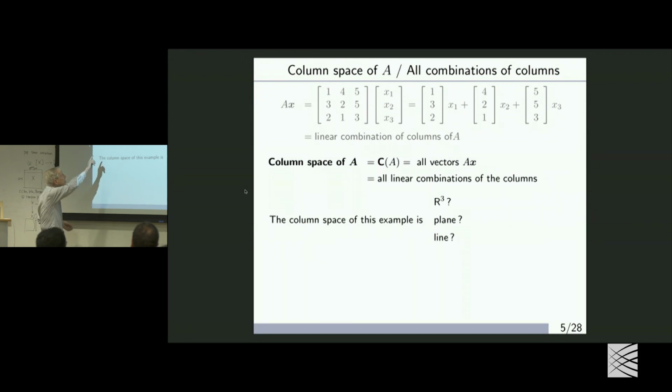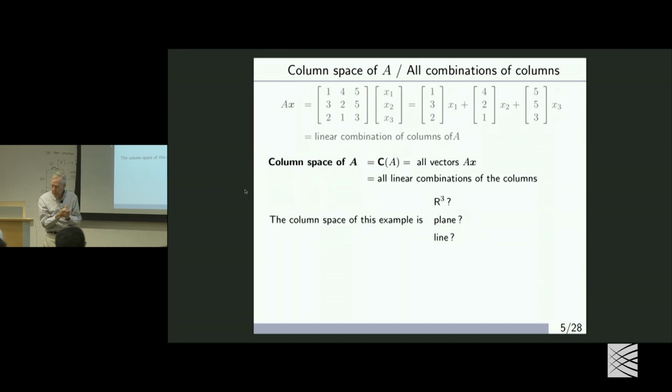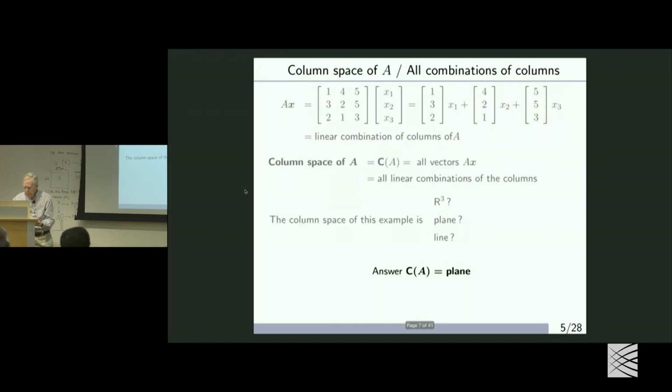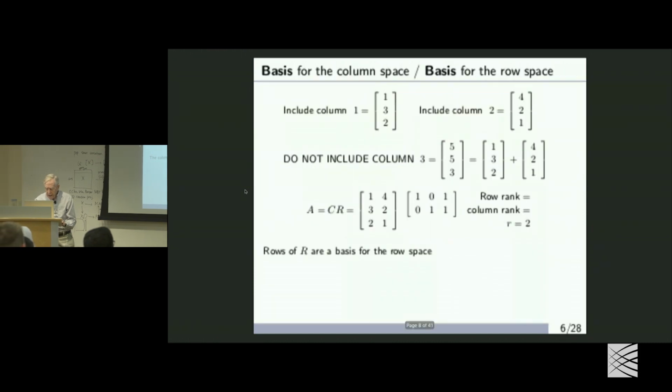Because the first 2 vectors are independent. They're the first 2 columns, 1, 3, 2 and 4, 2, 1. Those point off in some directions. But 5, 5, 3 is the sum of the first 2, so it's on the same plane as the first 2. The third vector did not get us off the plane. We have a matrix that's singular, not invertible, and its column space is only a subspace, a plane. That's a typical example to start with. The answer is plane.